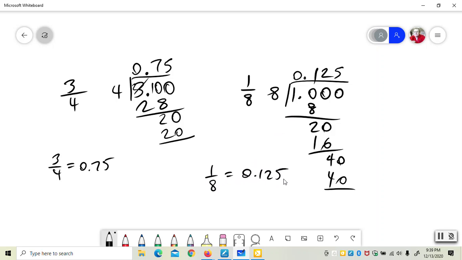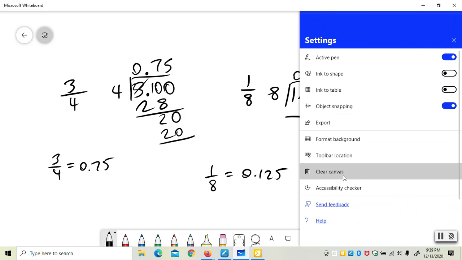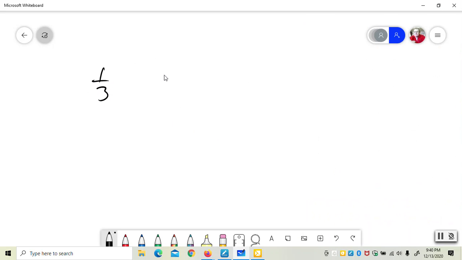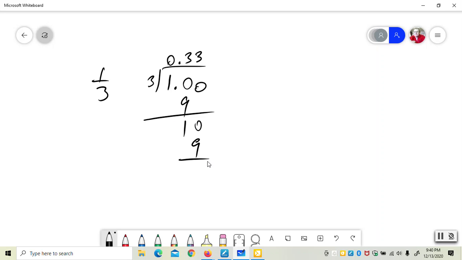Now, sometimes other things happen than this. If you had 1 over 3, and many of you probably know this already, 3 times 3 is 9. That's 1. Add a 0. 3. So it's repeating. It goes on forever. There's 2 ways you can do this. You could just put a bar over the 3. That means it repeats.